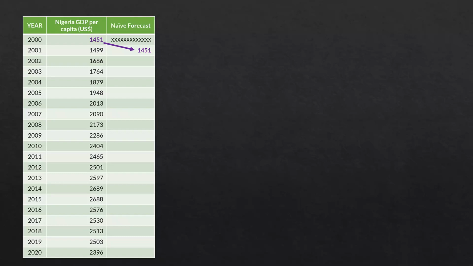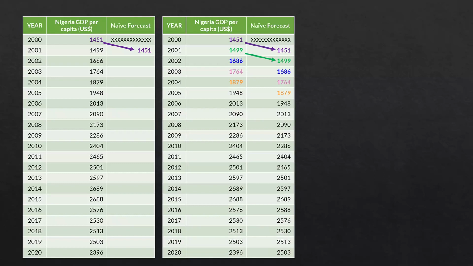So in this case, the value for the year 2000 was $1,451. That became our forecast for the year 2001. We just moved it over. And then we do the same for all the other years. So just over and down, over and down.